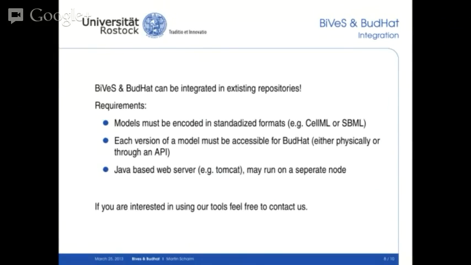Since we want to see our tools integrated in existing platforms, we worked out some requirements. First of all, we are just able to compare models encoded in standardized formats, such as CellML or SBML, so no models hacked in MATLAB or whatever, please. Furthermore, Butthead needs access to all versions of a model. I think that's obvious. Otherwise, it cannot pass the models to Beavis to identify the changes.